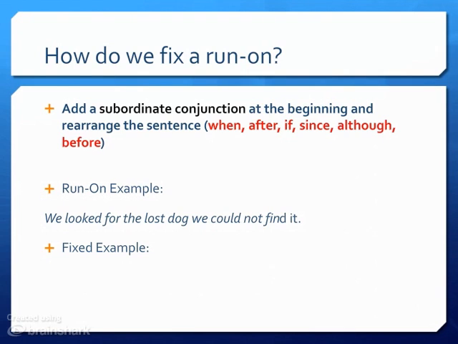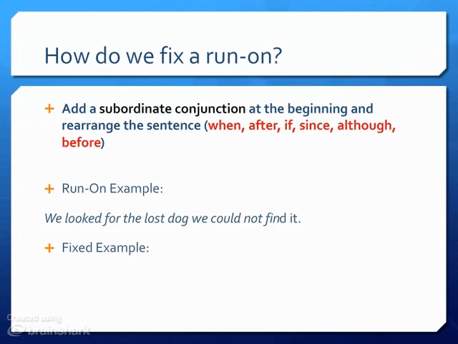The third way to fix a run-on is to add a subordinate conjunction at the beginning and rearrange the sentence. You can use subordinate conjunctions like when, after, if, since, although, or before. Again, these are just a couple examples of subordinate conjunctions. We're going to put these words at the beginning of a sentence and rearrange it.